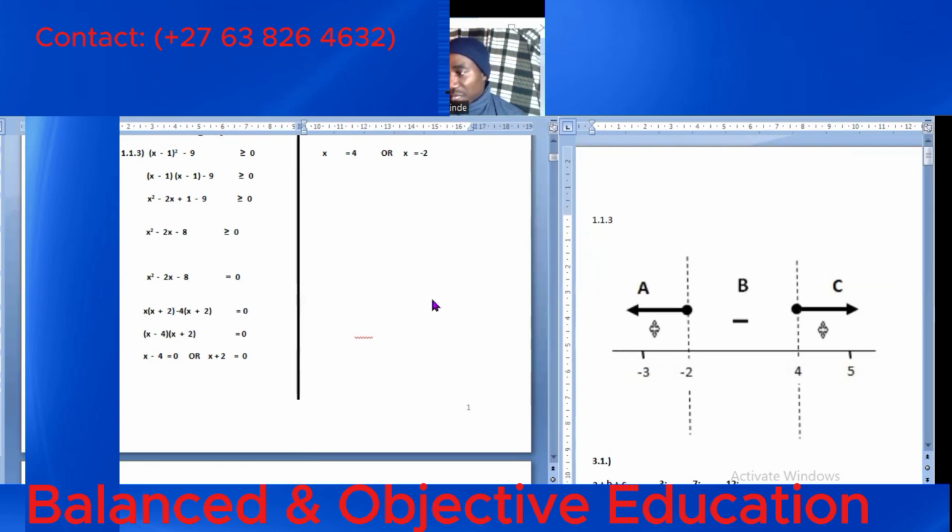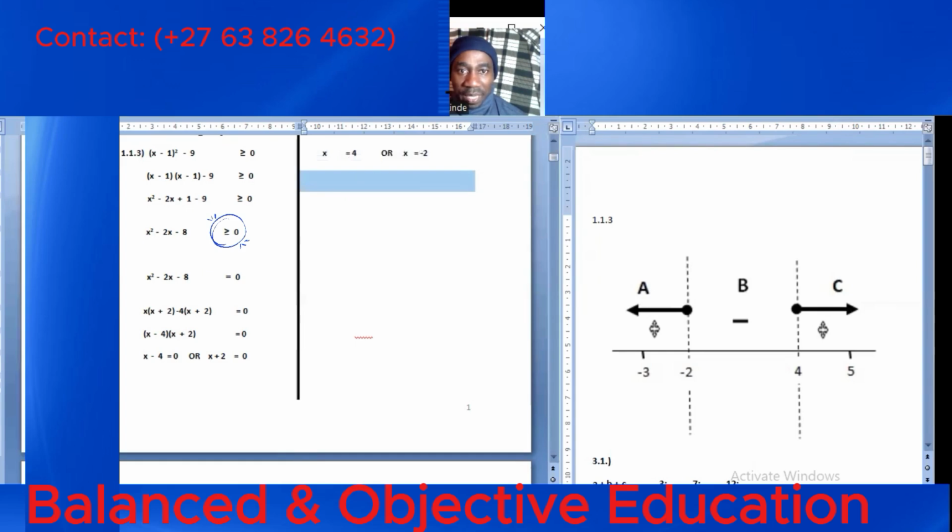Now, we have to test each of those regions to see the region that fulfills this criterion. The criterion here is greater than or equal to. And you know, if something is greater than 0, it means it's positive. So we want to look at the region which is positive in this case. Now, let's see how we can do that.